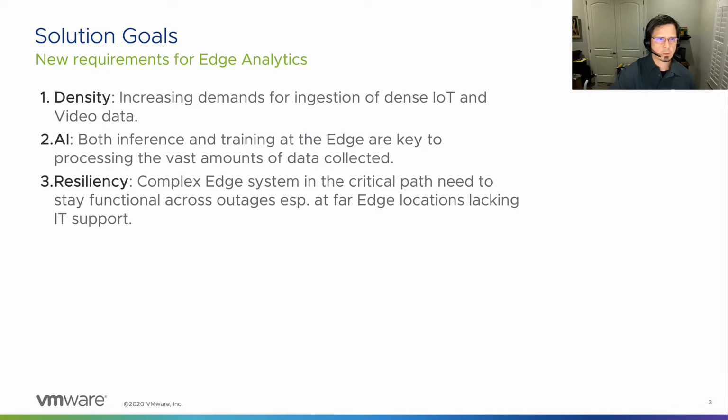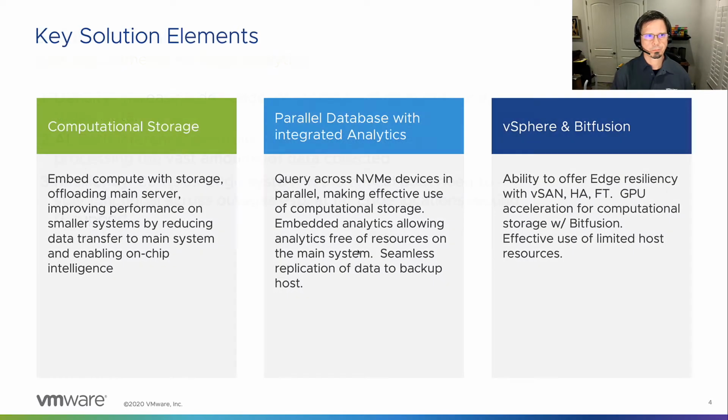And lastly is resiliency. With complex edge systems increasingly in the critical path, we need to make sure that they stay functional across outages, especially at far edge locations that may lack IT support. So we'll be talking about how a range of technologies contribute to resiliency in this solution.